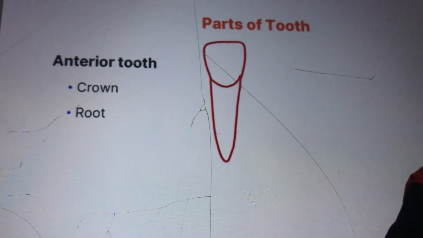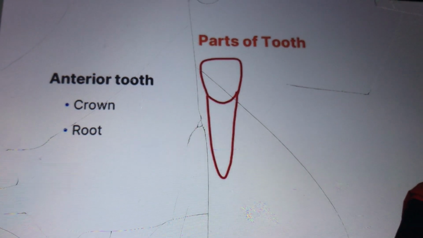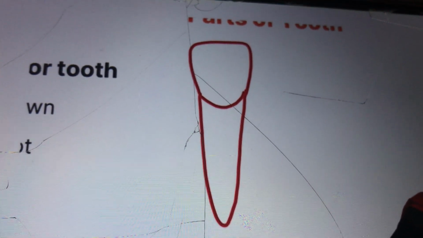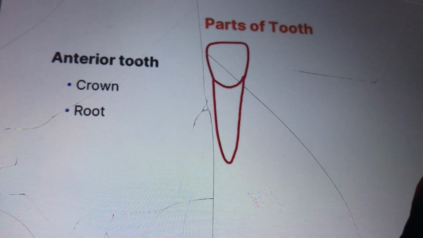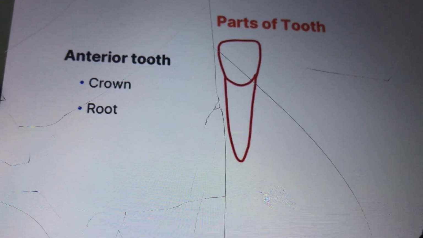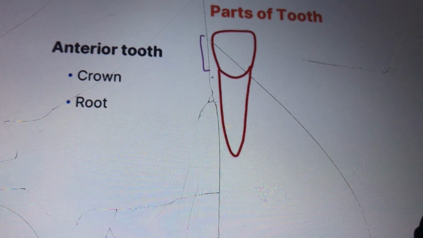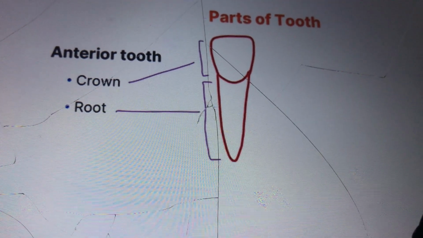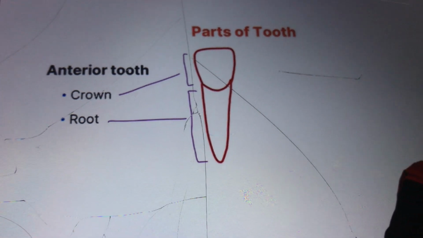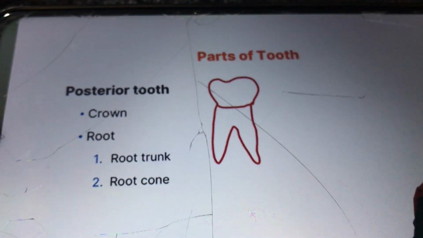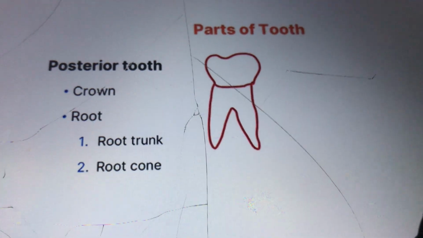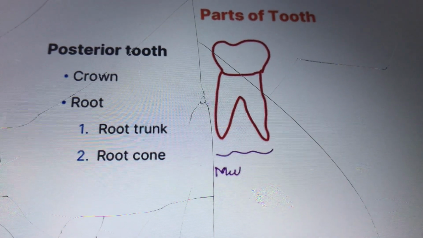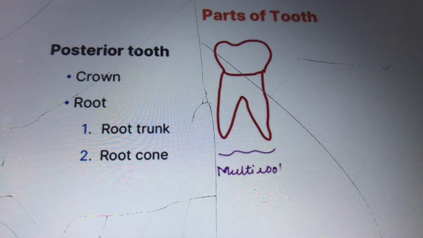Let's move on to understand the parts of a tooth. Now what you're seeing here is an anterior tooth. So now you can divide the tooth into two parts. That is your crown and your root portion of your tooth. When you look at a posterior tooth, you'll have to remember that posterior teeth are multi-rooted teeth.